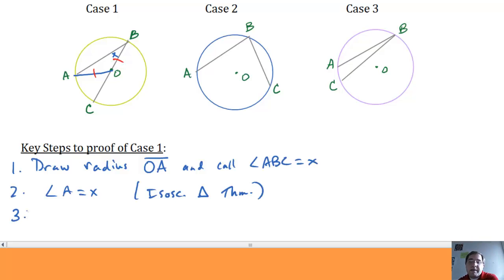Now, angle AOC is an exterior angle to that triangle. And if you remember way back from last semester, an exterior angle is equal in measure to the sum of the two remote interior angles. Angle AOC is going to be angle A plus angle ABC. It's going to be x plus x, which is 2x. Okay, the measure of an exterior angle is the sum of the two remote interior angles.